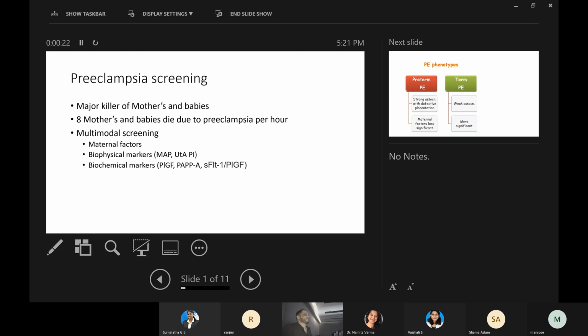So multimodality screening, same as what we followed for aneuploidy screening. For preeclampsia screening, we have to follow it in the same way. Maternal factors, biophysical factors, that is the ultrasound marker uterine artery PI, the maternal mean arterial pressure, and then the biochemical markers, the placental growth factor or the PAPP-A. And nowadays they have introduced the sFlt-1 to PlGF ratio, which is again a thing we have to think about, because PlGF itself, the patients say it is very expensive and not covered by insurance.